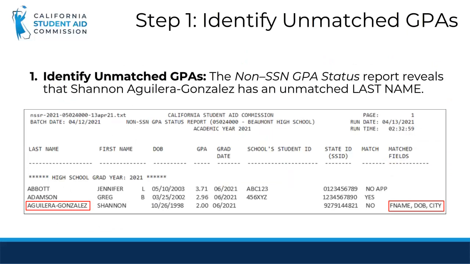On this screen, we will look at a sample student by the name of Shannon Aguilera Gonzalez. Looking at the Matched Fields column, we can see that her first name, date of birth, and city match what was submitted by the school. This means that her last name is not matched.